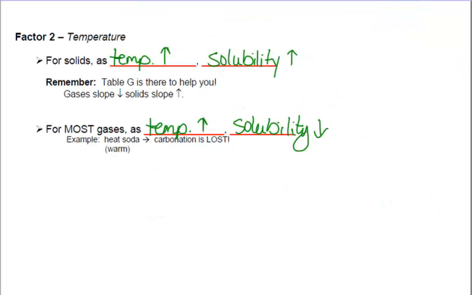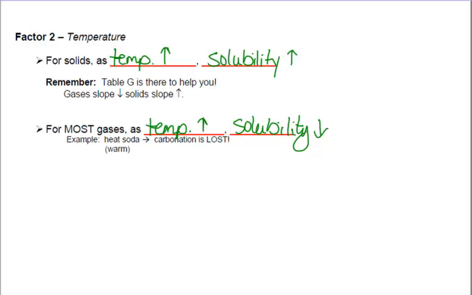So factor 2, temperature. For solids, as temperature increases, solubility is going to increase. So if you think about this, all right, when you heat something up, it allows for things to dissolve much easier. Okay, maybe not necessarily quicker. It will happen quicker, but not always. But it is going to make it easier for it to dissolve. Okay, so if you remember, Table G will always be there to help you remember which ones are gases and which ones are solids. Gases slope downward, so we can look at how temperature affects it that way.